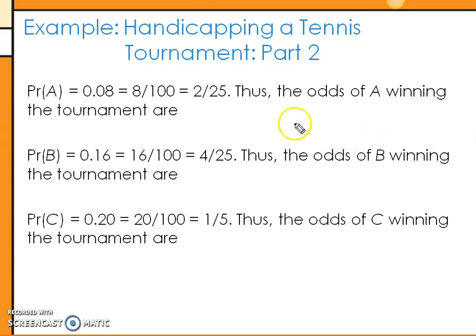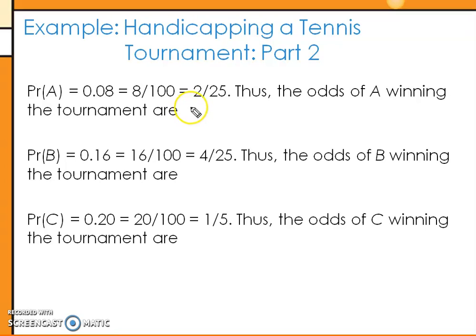So if I look at these, 8% means there's an 8 out of 100 chance that something's going to happen. And then if you can, you always want to reduce them as fractions. So 8 over 100 reduces to 2 over 25. So 2 over 25 is the probability that this person wins the tournament.